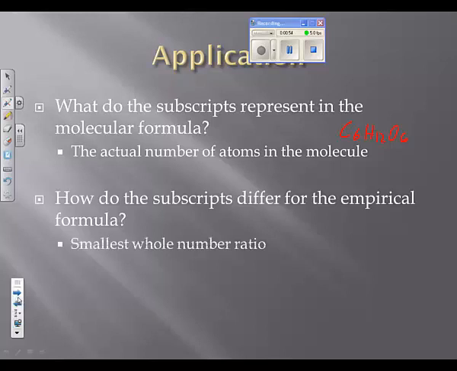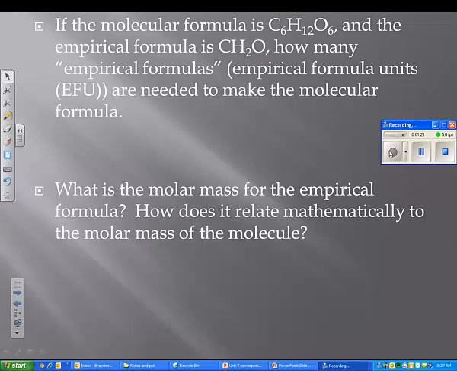So the subscripts for the empirical formula are the lowest whole number ratio. We'll show you what that looks like in a bit, but basically we can divide 6, 12, and 6 by 6. We get CH2O. That would be the empirical formula. Because you see, the molecular formula always has higher numbers, and they can always be divided by a common number to become that empirical formula. So the molecular formula of glucose, like we were just working with, is C6H12O6, and the empirical formula is CH2O.